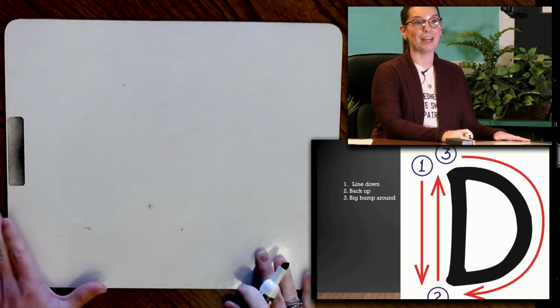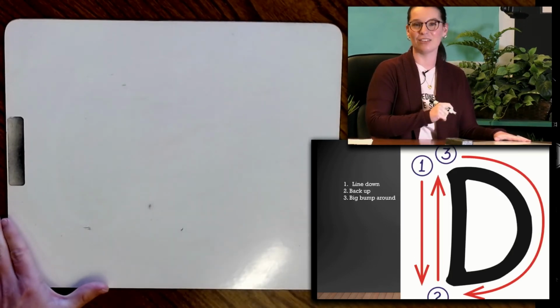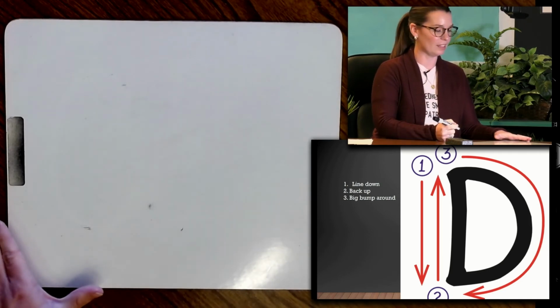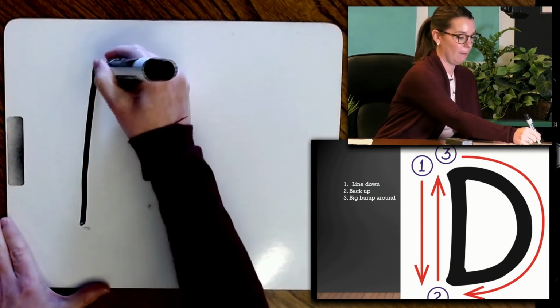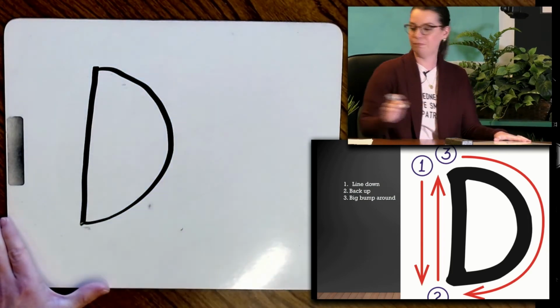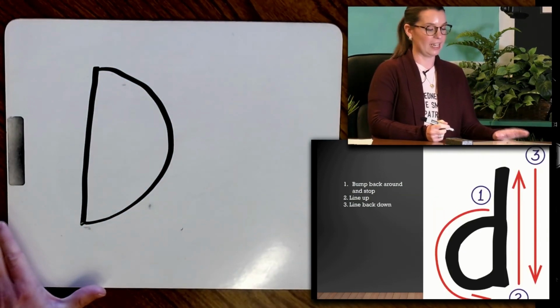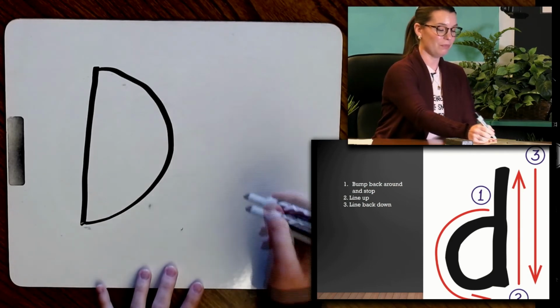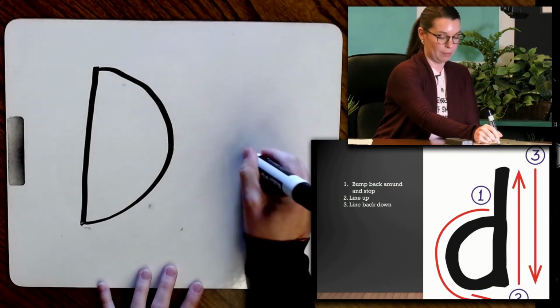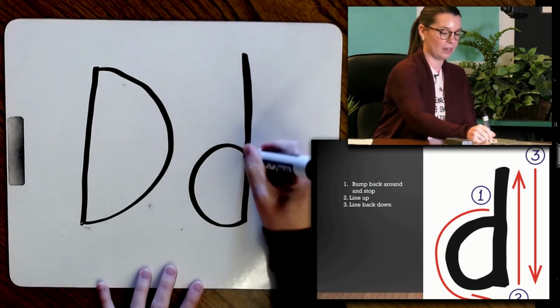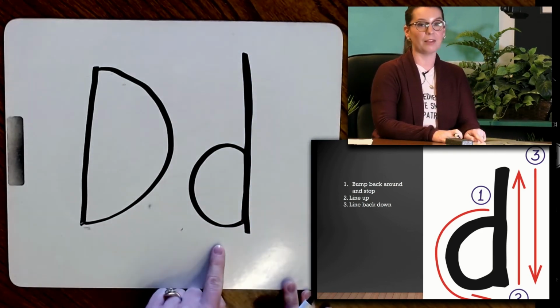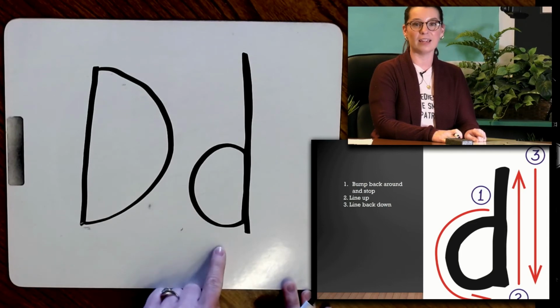Next letter, name this letter. D. Sound this letter. D. Let's write this letter. Pens up, line down, back up, big bump on the front. Lowercase d also says D. Pens out, bump back around and stop. Line up, back down. Remember, the bump on the D is on the back.